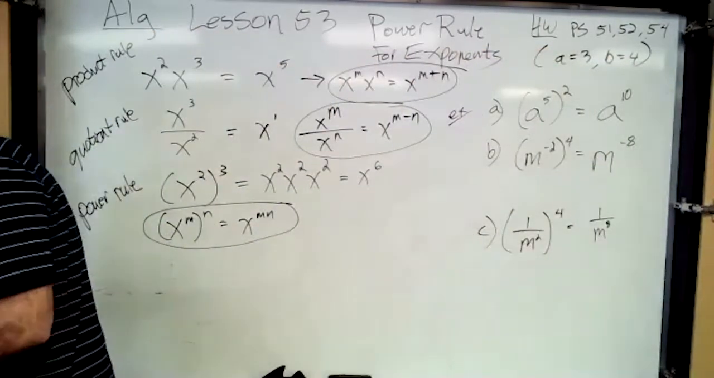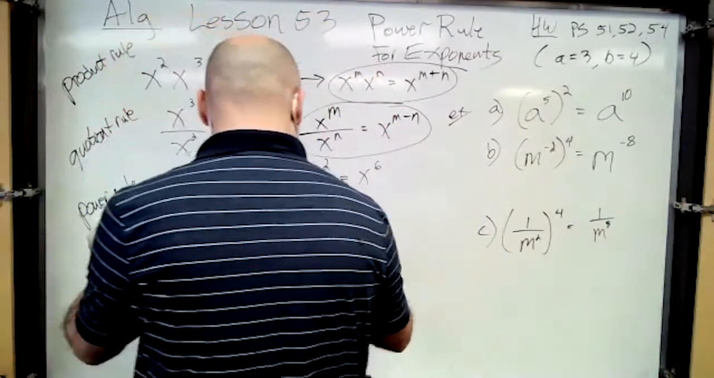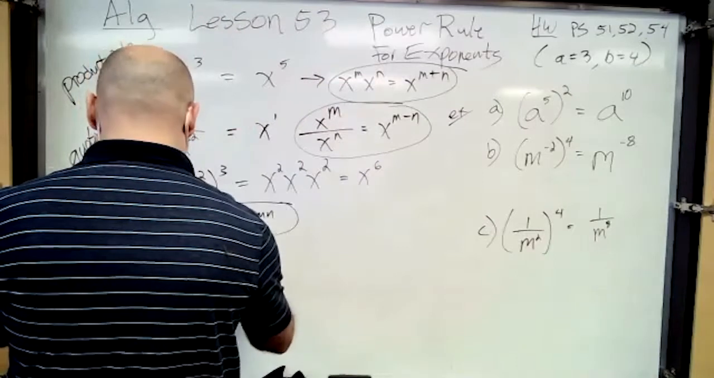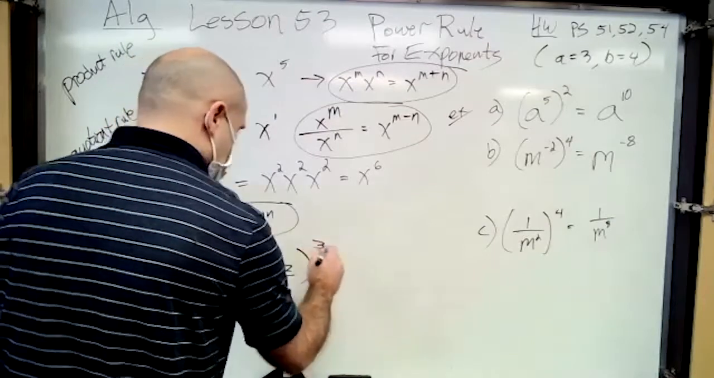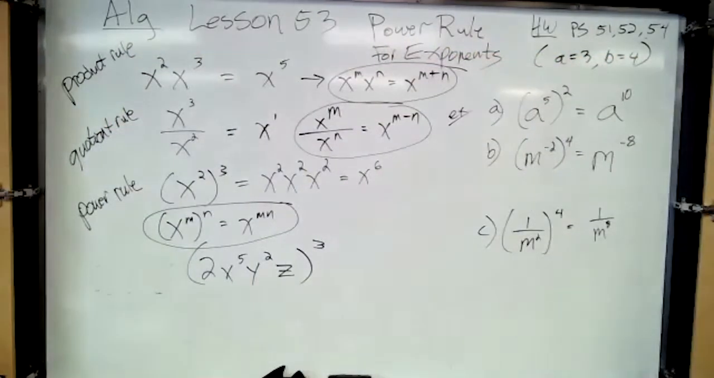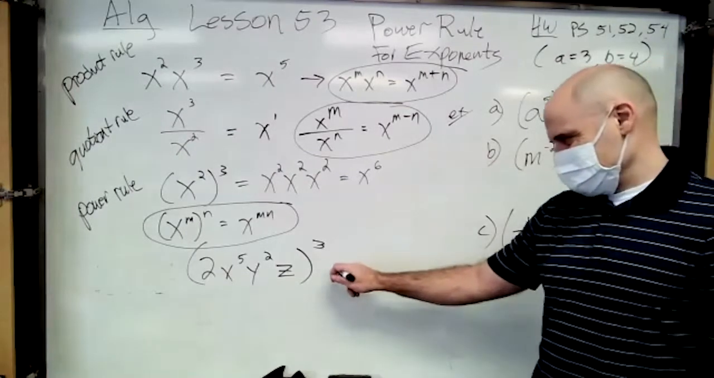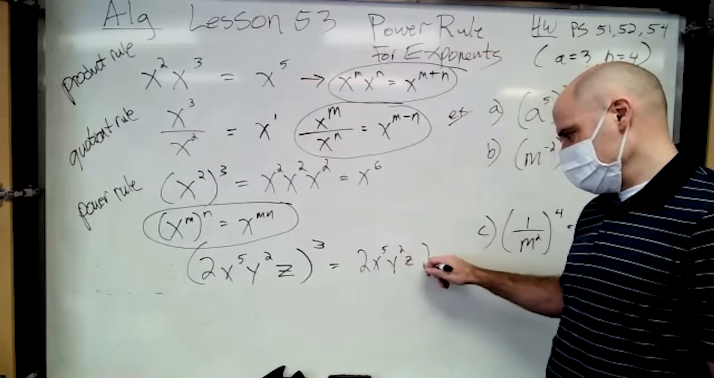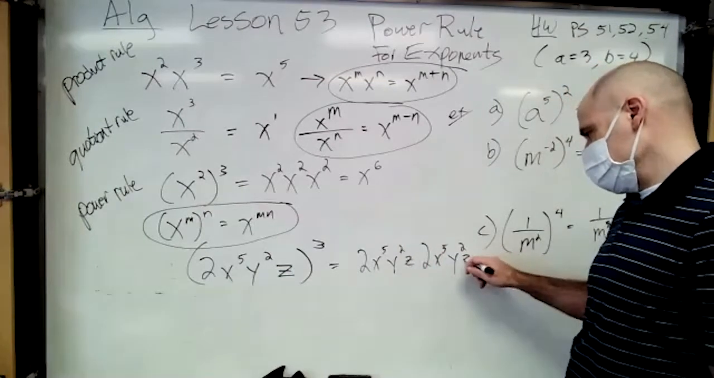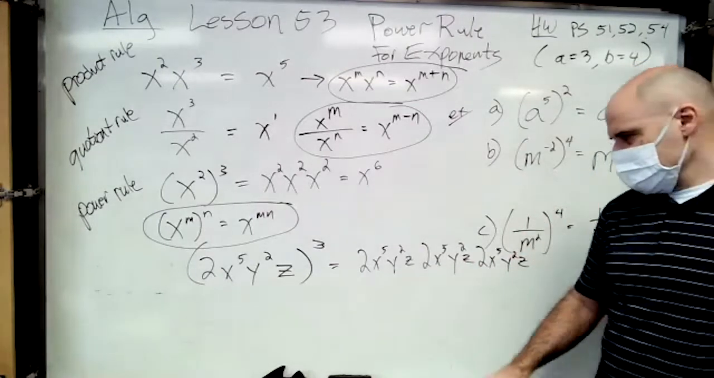So let's back up here a little bit and try this. What about something like this? What if I had 2x to the 5th y squared z all to the 3rd power? Well, if we don't know what to do, we can always just write it out. How do we write this out? Just 2x to the 5th y squared z, 2x to the 5th y squared z, 2x to the 5th y squared z.